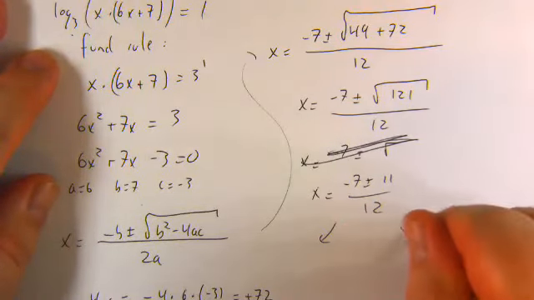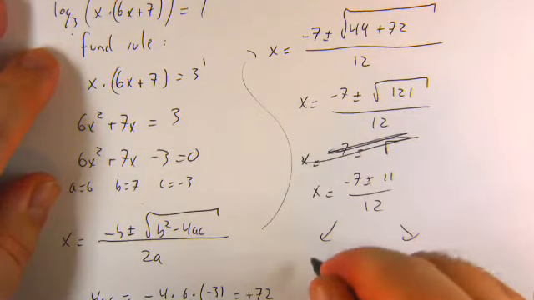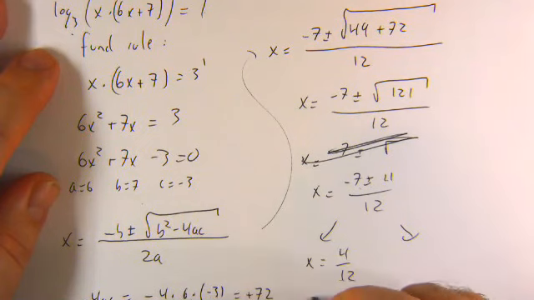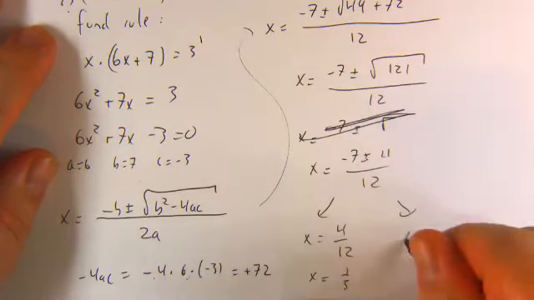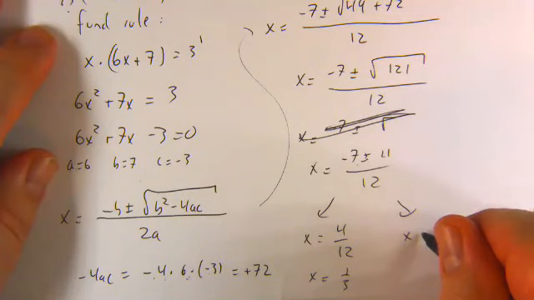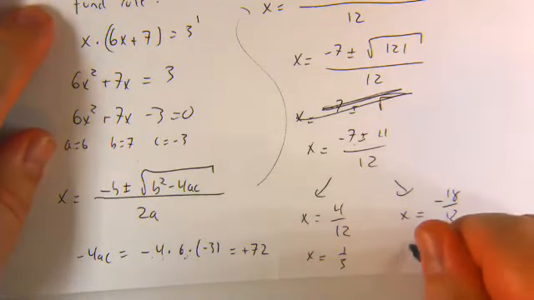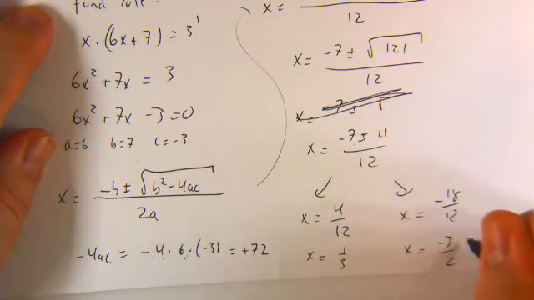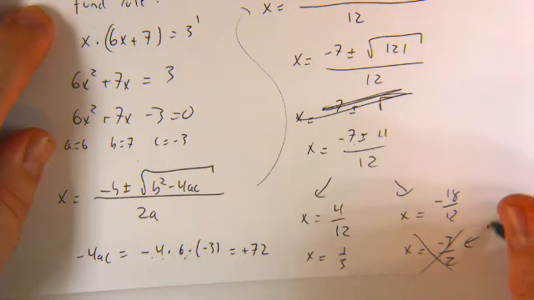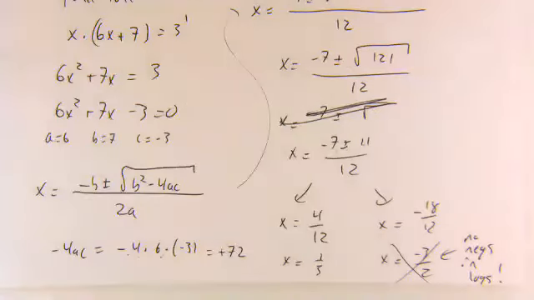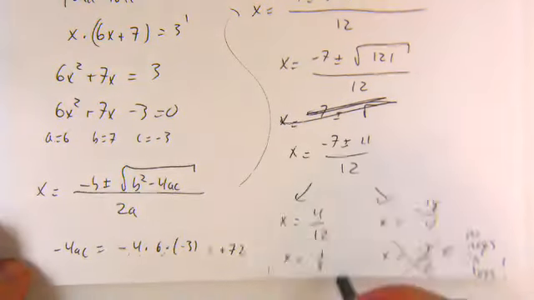So you have two options for x. One is the plus, one is the minus. Minus 7 plus 11 is 4 over 12, which is 1/3. Minus 7 minus 11 is minus 18 over 12, which is minus 3/2. No negatives in logs. So we have to throw that one away. And the only solution we get is x equals 1/3.